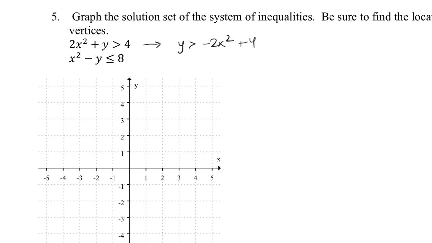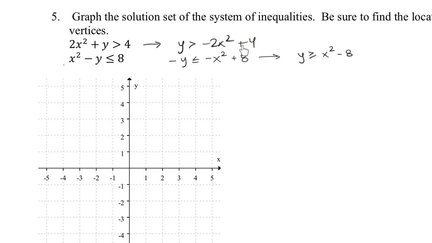For the bottom one, I'm going to subtract the x squared. So we have negative y is less than or equal to negative x squared plus 8. And then one more step, divide by negative 1, so y is greater than or equal to now. Because remember, when you divide by negatives, you flip the direction of inequality. It's greater than or equal to x squared minus 8. So both of these are parabolas.